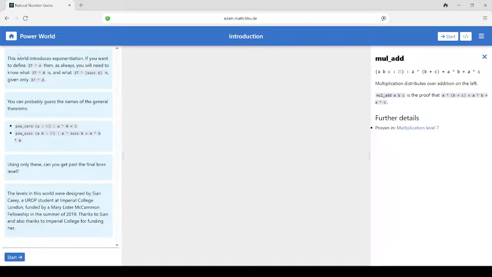All right. This world introduces exponents. If you want to define 37 to the power of n, then as always, you need to know what 37 to the power of 0 is, and what 37 to the power of the successor of d is, given only 37 to the power of d.